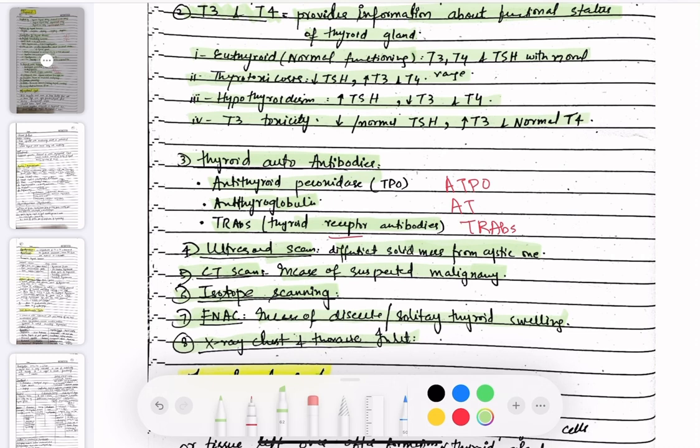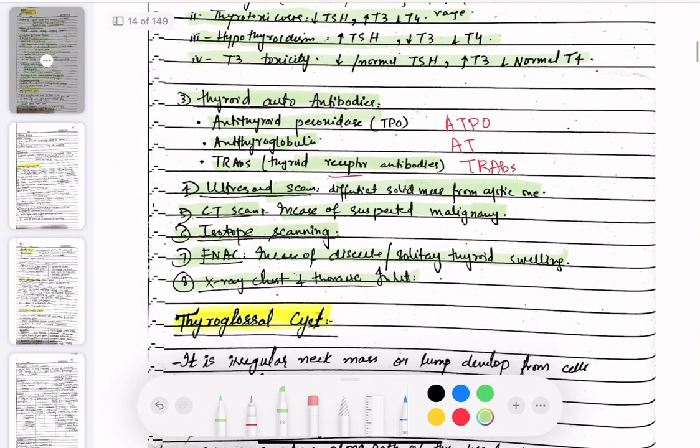This is ultrasound scan, which differentiates the solid mass, and this is the CT scan, which is done in case of suspected malignancy, and this is isotope scanning, and this is fine needle aspiration, which is done in case of discrete solitary thyroid swelling, and this is X-ray chest.